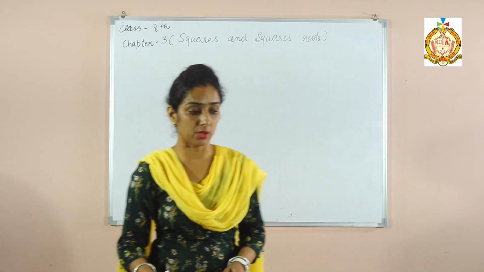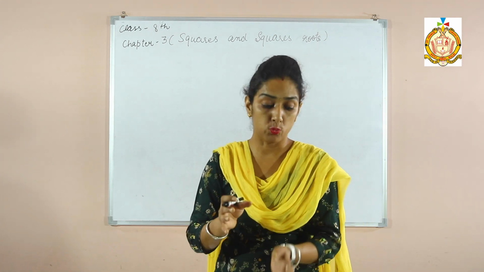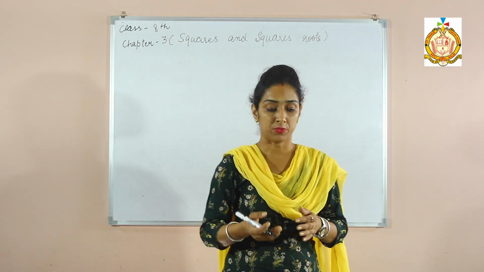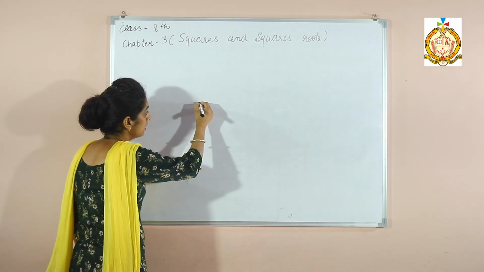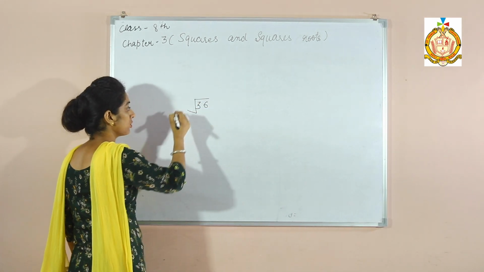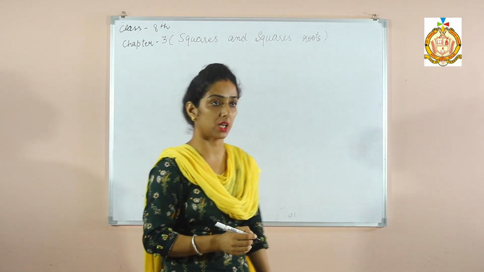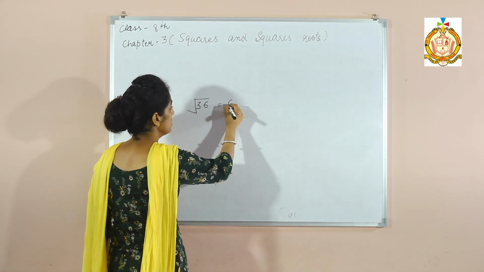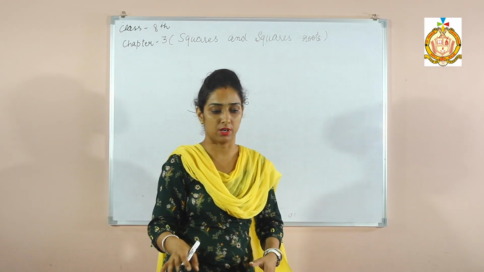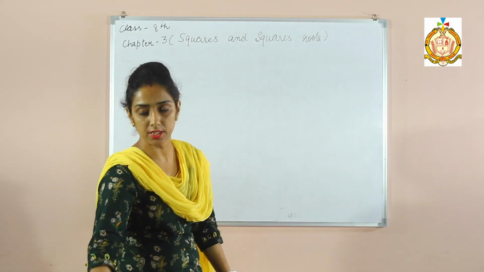Now students, today we are going to start square roots. What is a square root? The square root of a given number is that number which, when multiplied by itself, gives the original number. For example, to find the square root of 36, it is 6, because 6 multiplied by 6 is 36. It is the opposite of square. In this class we discuss the methods to find the square root.